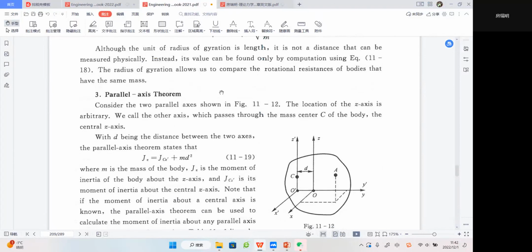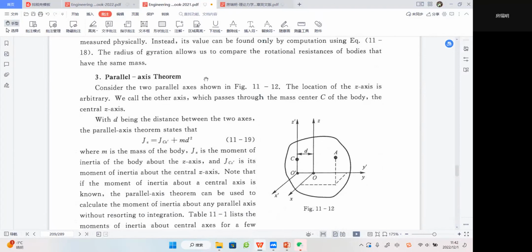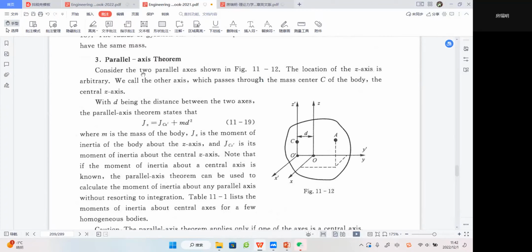And the third is the parallel axis theorem. Please, you get this, it is very, very important. It tells us to consider two parallel axes. Please see this picture, figure 11-12. The location of the axis is arbitrary.